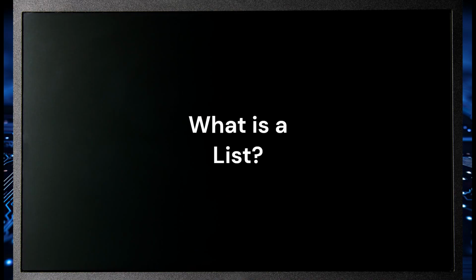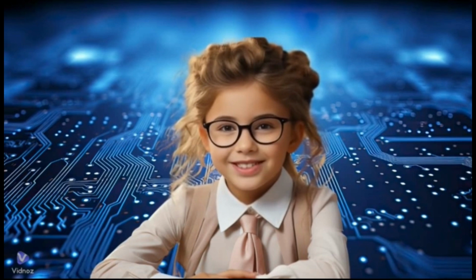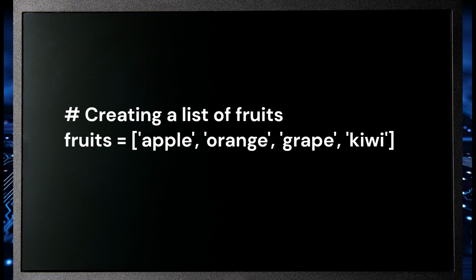A list is a collection of items, such as numbers or strings. We can create a list in Python by putting items inside square brackets, separated by commas. Let's take a look at an example. Here, we've created a list of fruits.